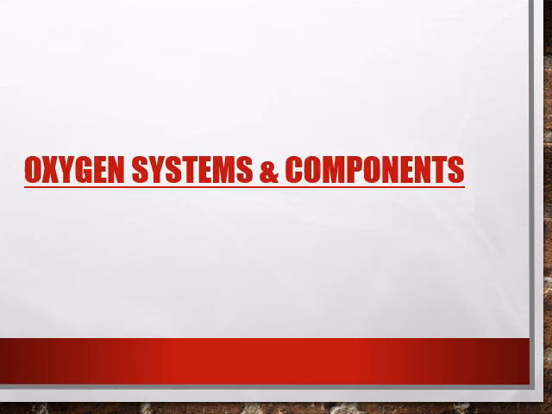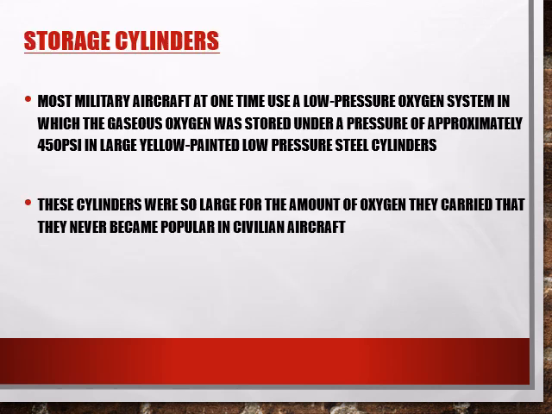Let's now take a look at oxygen systems and components. Older military aircraft often used low-pressure oxygen systems, about 450 psi, but these required large tanks and were phased out for high-pressure systems. Today, almost all gaseous oxygen is stored in green-painted high-pressure steel cylinders under a pressure between 1,800 and 2,400 psi. All cylinders approved for installation in an aircraft must be approved by the Department of Transportation.